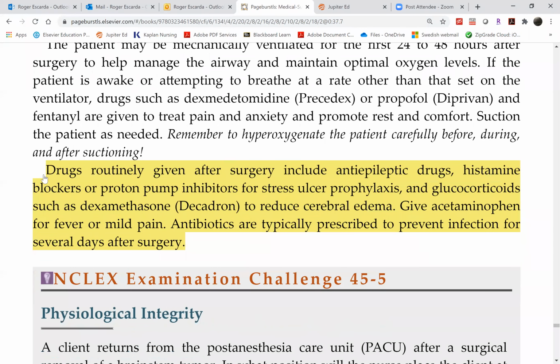TBI. For patients undergoing surgery, any surgery, there are routine drugs to be given. This will include antibiotics, which is done prophylactically.